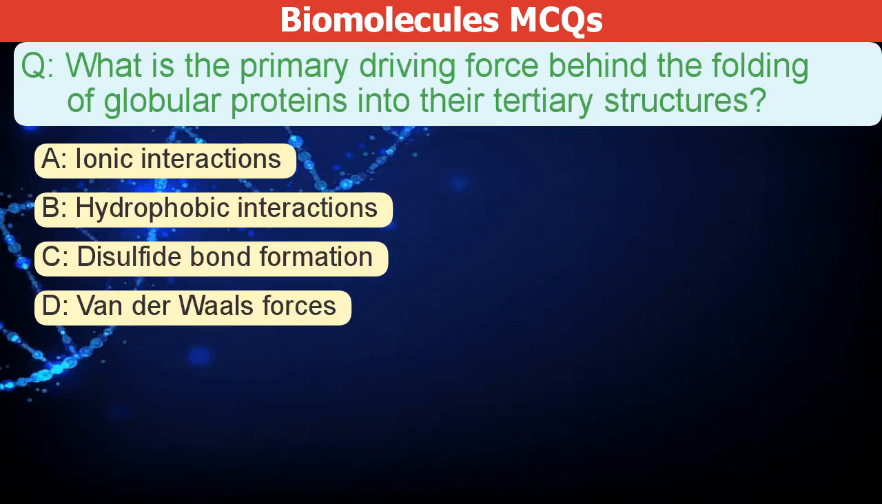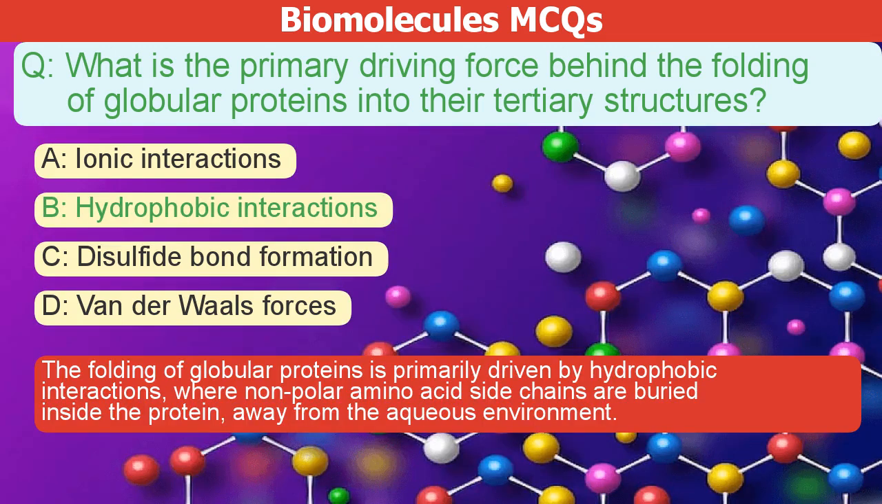What is the primary driving force behind the folding of globular proteins into their tertiary structures? A. Ionic interactions. B. Hydrophobic interactions. C. Disulfide bond formation. D. Van der Waals forces. The correct answer is B. The folding of globular proteins is primarily driven by hydrophobic interactions, where non-polar amino acid side chains are buried inside the protein, away from the aqueous environment.